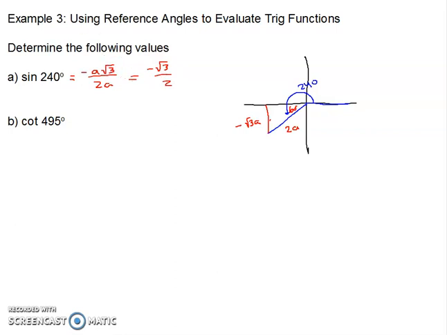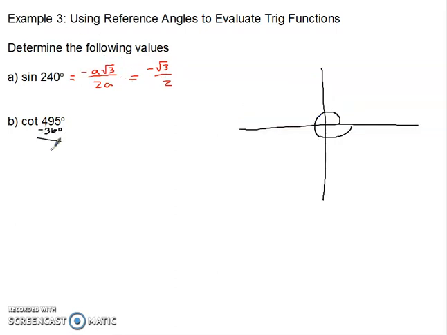Similarly, for cotangent of 495, I plot the angle by first subtracting a rotation of 360, so I've got an angle of 135 degrees, which is in quadrant 2, and has a reference angle of 45 degrees, giving me a cotangent value of negative a over a, or negative 1.